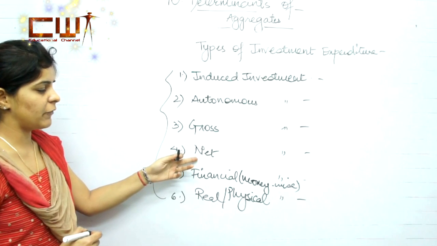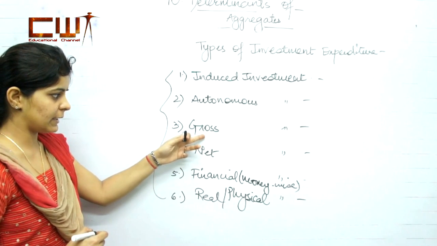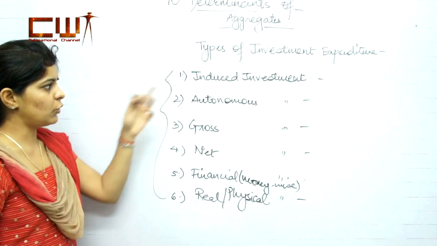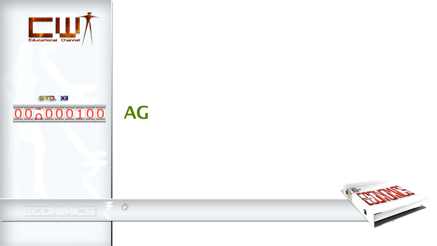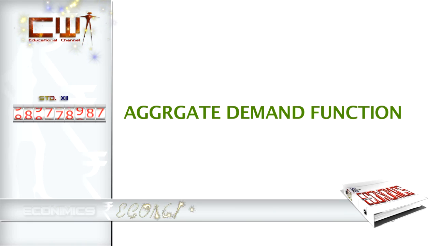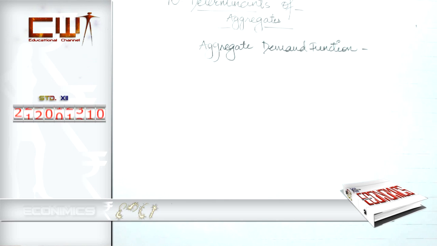Net is investment when you deduct the depreciation, gross is without deducting the depreciation, and you have the autonomous and induced. Next we will study the aggregate demand function.